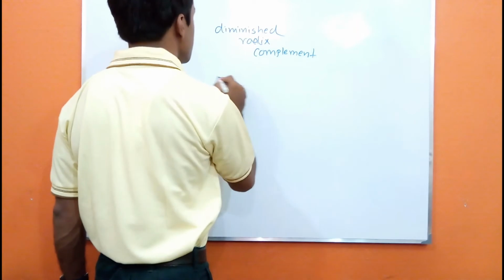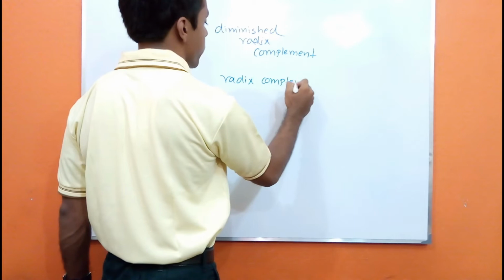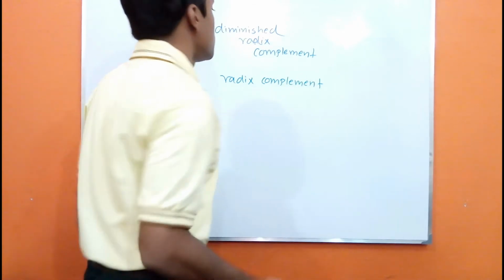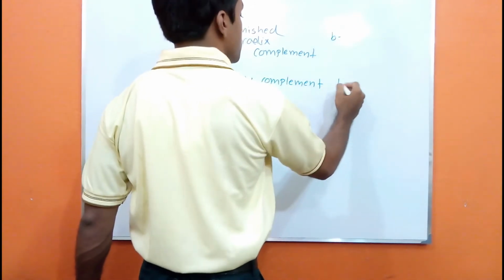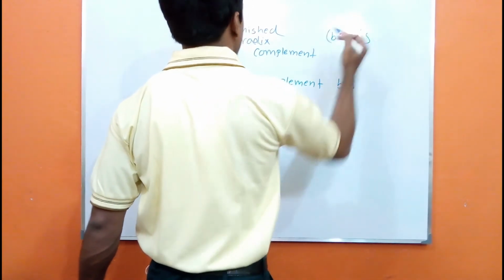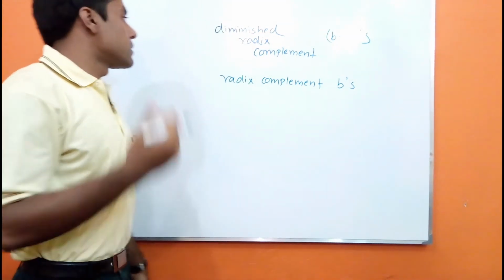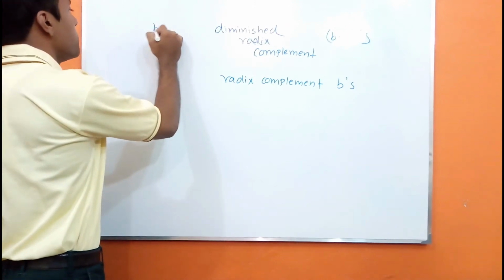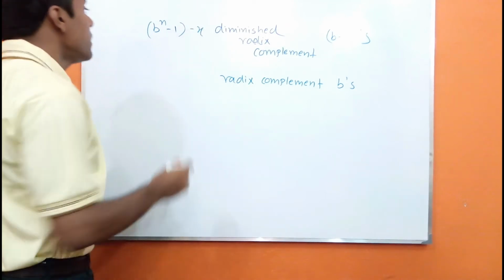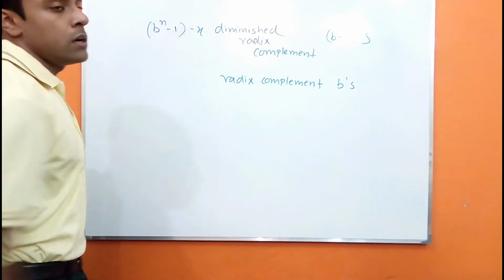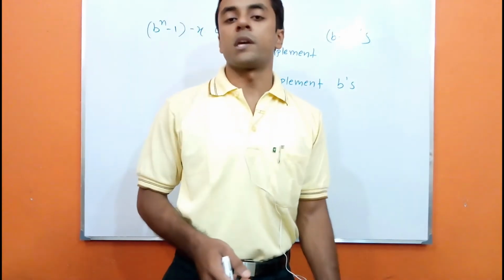And another one is the radix complement. Diminished radix means nothing but the base minus 1's complement, and this is the base's complement. To obtain the diminished radix complement, we have the formula, I think you remember, b to the power n minus 1 minus x, where x is an n-digit number and b is your base, the base of the number system in which you are working.